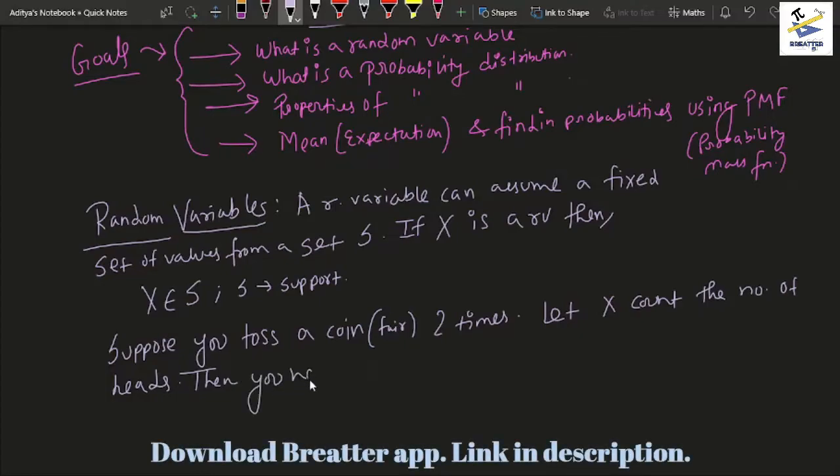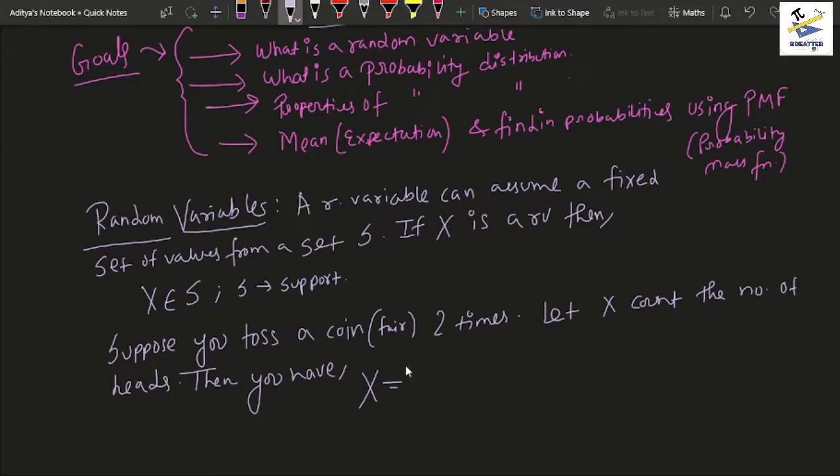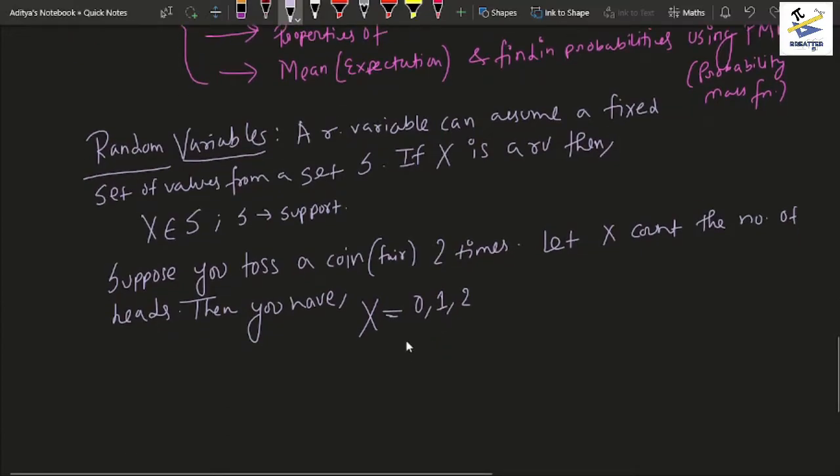Then you have the values of x. If it counts the number of heads and you have tossed a fair coin 2 times, you can either have no heads, which means 0 heads, you can have 1 head, or you can have 2 heads, right? So this is the number of heads you can have: 0, 1 or 2. Now we want to see that this is a random variable which can take these values. So our set S here is 0, 1 and 2, and we can say that x is an element of S, right?